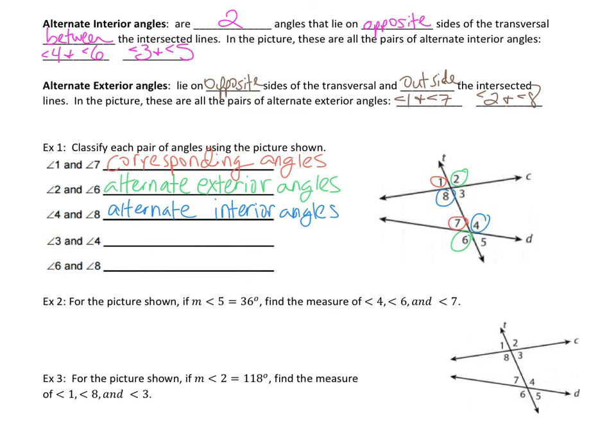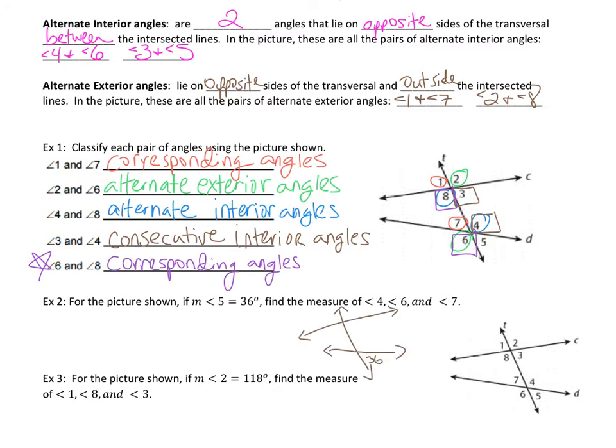Now we're going to start getting to some overlapping pieces. We have this 3 and we have 4, and those are on the same side, so instead of same side we use consecutive. And they are between our lines C and D, so that would also be interior angles. For the last one, 6 and 8, I want you to come up with this one on your own, what the word would be for 6 and 8. It should be the same as our red ones that we did, so they're in the same location, and those would be corresponding angles.